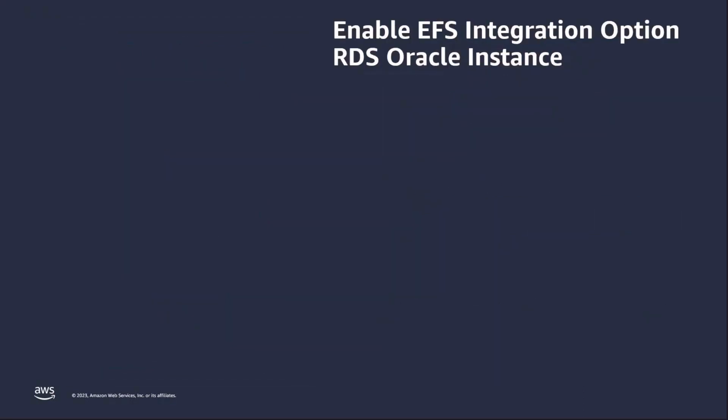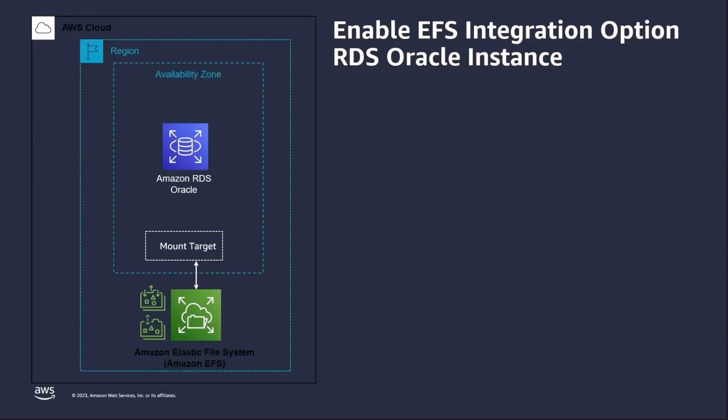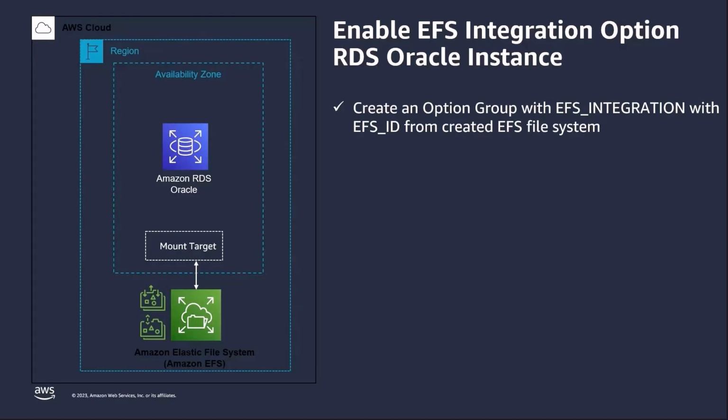Next step is to enable EFS integration option in an option group of RDS Oracle instance. First, we need to create an option group with the option EFS_integration. While adding the option, we need to specify EFS file system ID. Second, we will need to modify RDS Oracle instance to use new option group which has EFS_integration included.